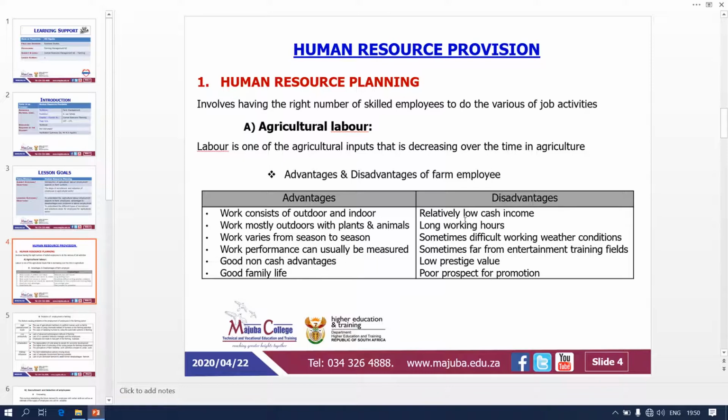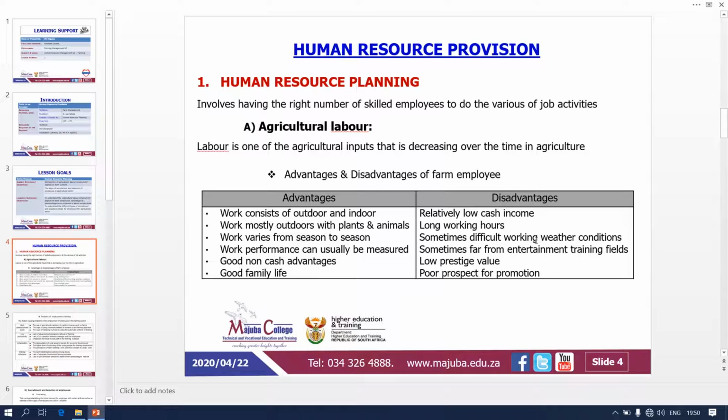Disadvantages: relatively low cash income, long working hours, sometimes difficult working weather conditions. Remember, they are working on the farm. Sometimes far from entertainment and training fields. Low prestige value, they are undermined as just doing things with the soil. Poor prospect for promotion, so promotion looks difficult. So these are the advantages and disadvantages of being a farm employee.